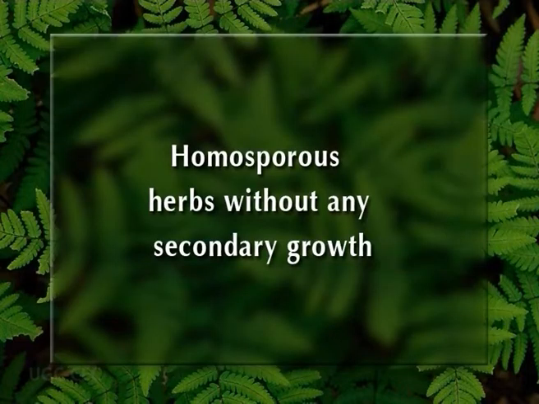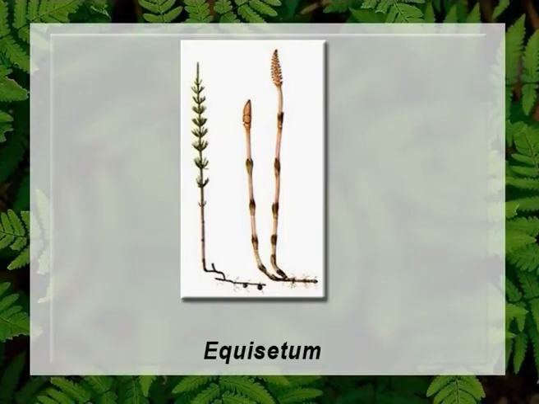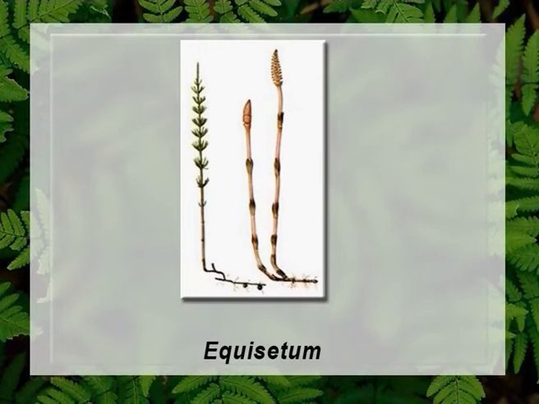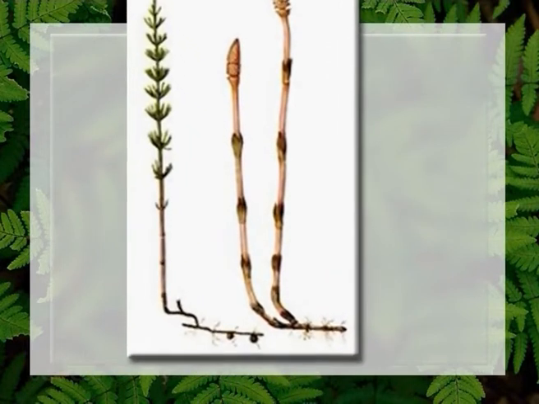These are homosporous herbs without secondary growth. The leaves here are small, megaphyllous, with a single trace of vascular tissue. Today, the only living Equisetophyte is the genus Equisetum, commonly called horsetails. These Equisetophytes have an extensive underground rhizome with adventitious roots. The rhizome gives rise to erect, aerial shoots. Here, the stem is ribbed.